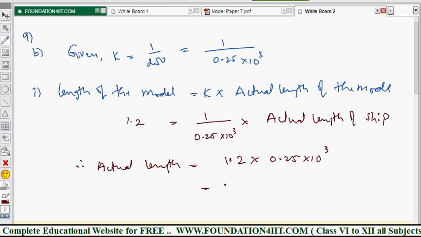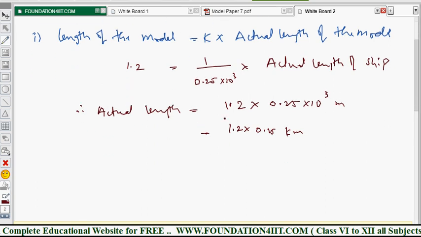So 1.2 into 0.25, 10 power 3 if you remove, that is in kilometers. Okay, this is in meters. So 10 power 3 meters is equals to 1 kilometer. 1.2 into 0.25 is the kilometers it is. Just by simplifying we get. This is important. 10 power 3, that's why I converted.